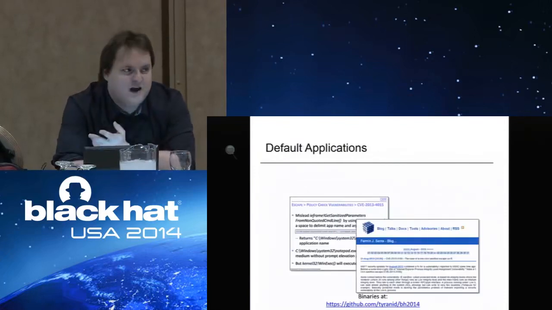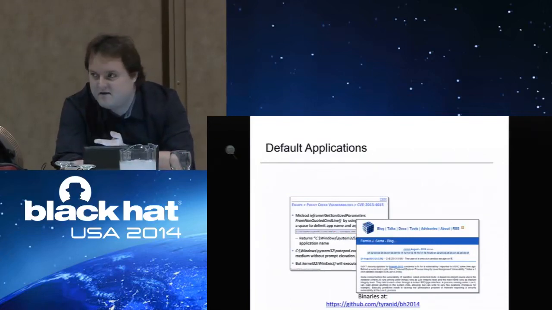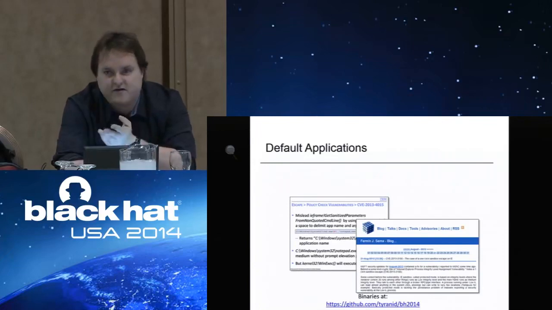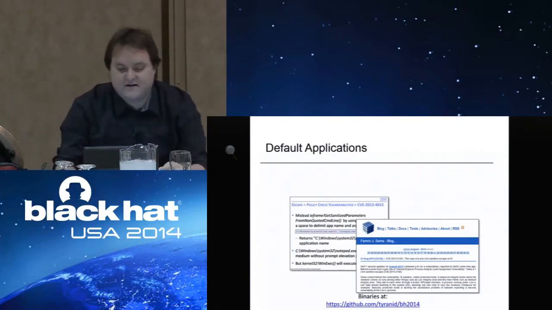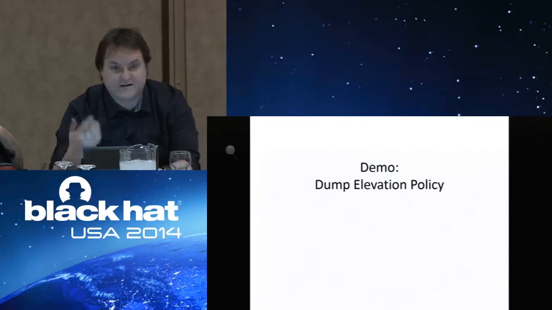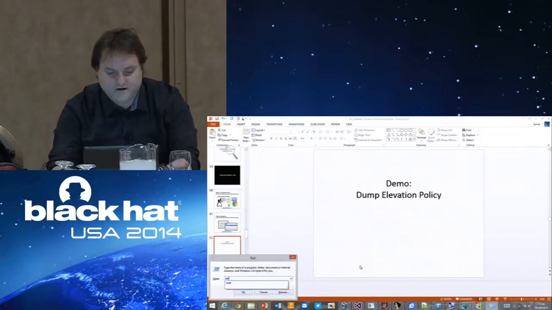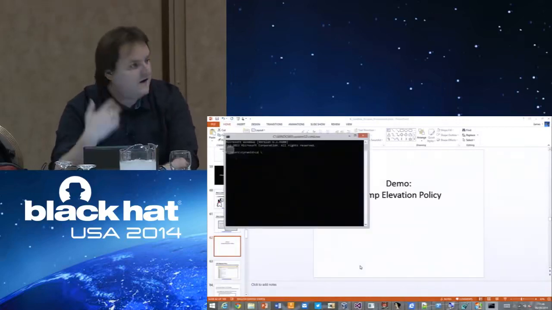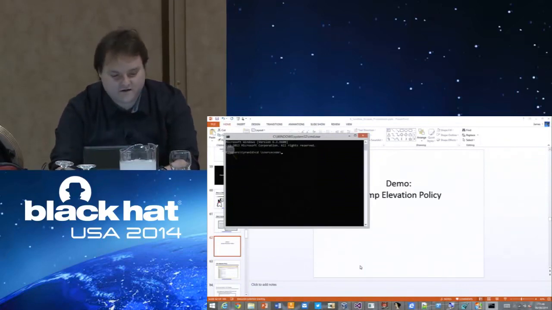But of course, we just want to look at default applications, because if you're finding a sandbox escape, you want the most coverage, the most available systems to exploit. And there have been various vulnerabilities found in this sort of area before. So let's have a look at the elevation policy itself. I've got a little tool which we can run to read the elevation policy from the registry and dump it to the console.